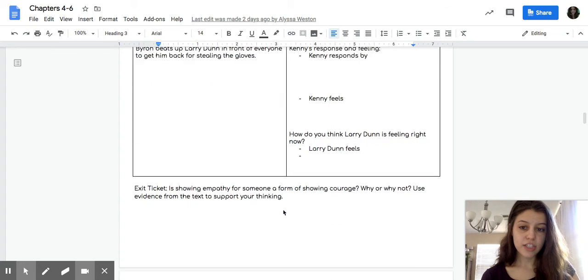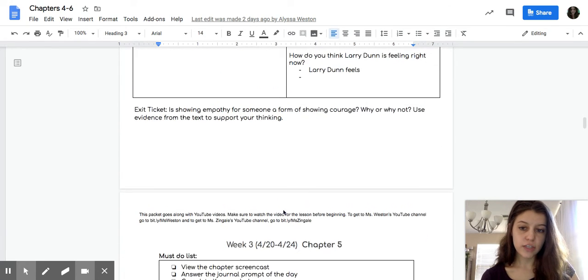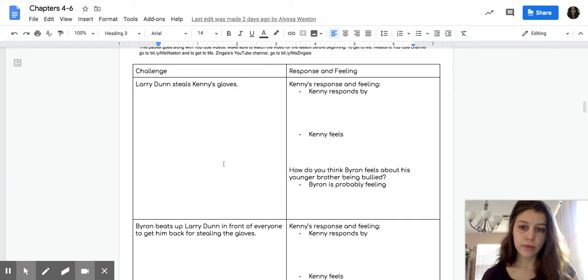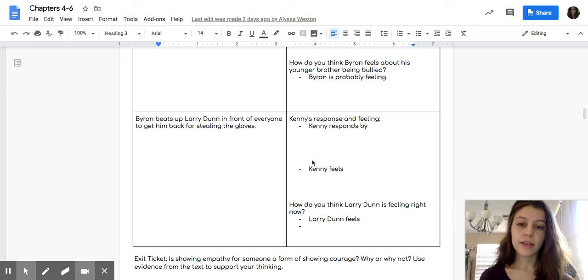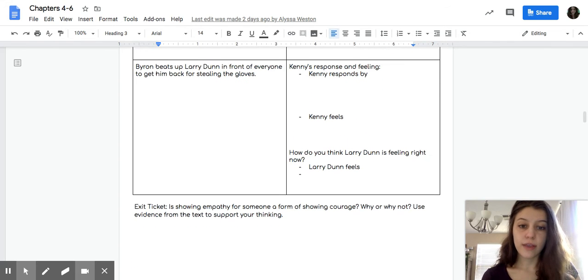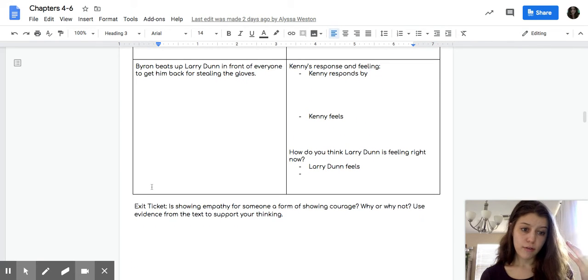And then the next page, there are two more situations just like that. So I'm going to read through these for you as well. The third challenge is that Larry Dunn steals Kenny's gloves. On this one, you need to write Kenny's response and how he feels. And then how do you think Byron feels about his younger brother being bullied? So there's a sentence frame that's starting that one off for you. Byron is probably feeling, and then you can even make an inference on that one. Use what you know from your life experiences and what's in the text to help you answer that one.